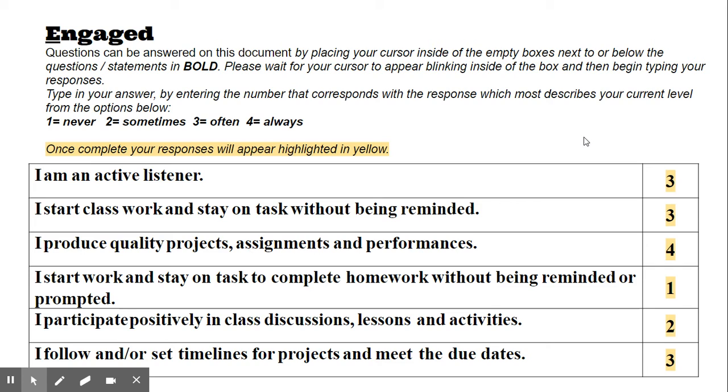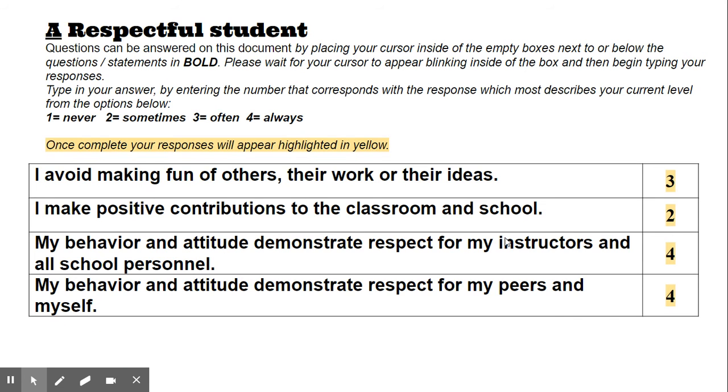Feel free to kind of have that conversation where Mom might respond and say, okay, you gave yourself a 1 here. Well, I actually see you as this. Or you gave yourself a 4, right? Saying that you produce quality projects, but then you told me earlier you don't do all your work. So what's going on there? Again, this is just all about having a conversation.